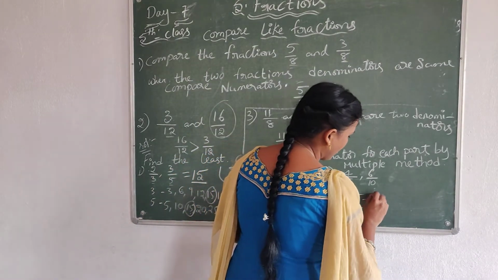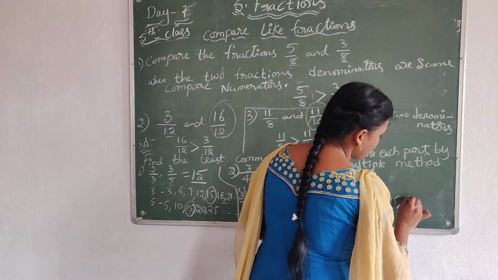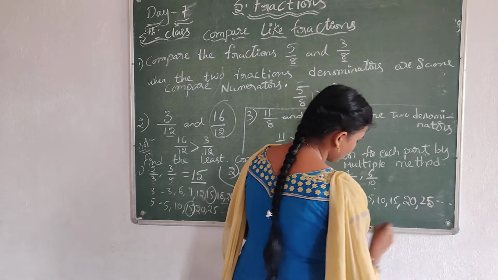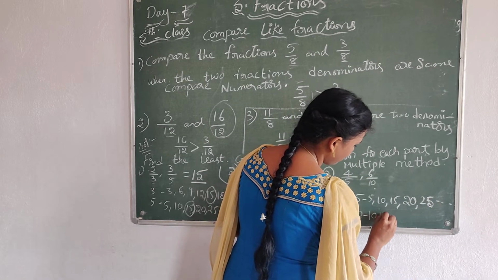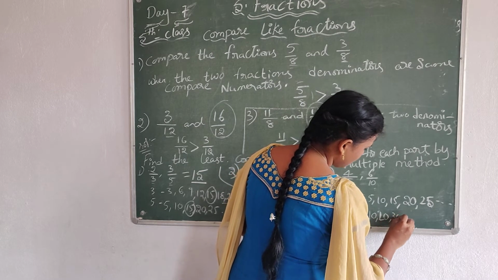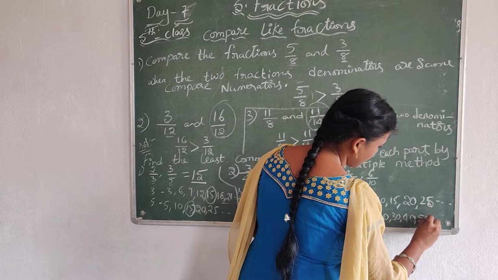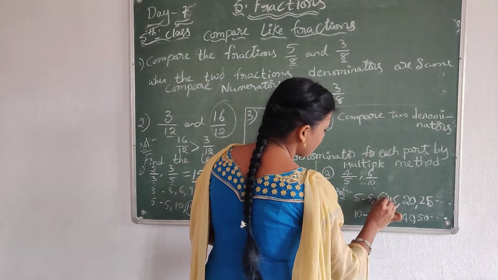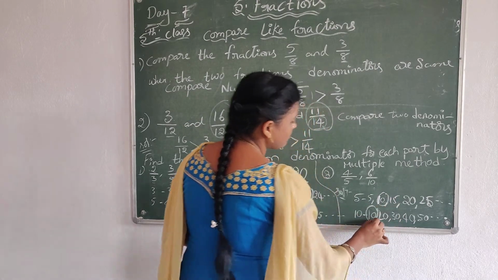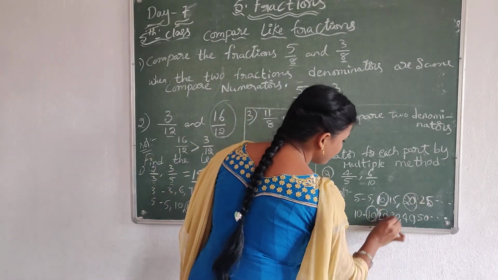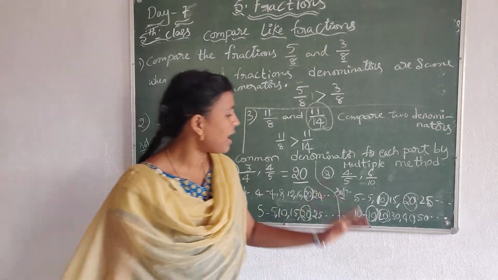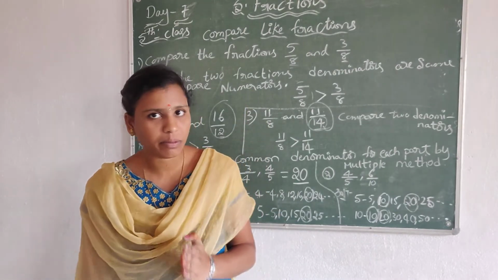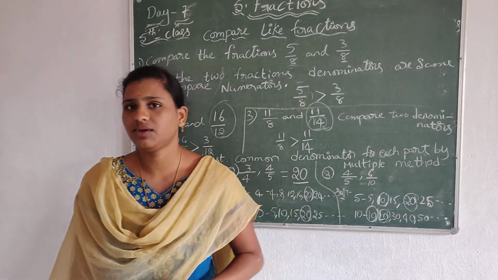Write their multiples: 5, 10, 15, 20, 25 and so on. Let's take here 10, 20, 30, 40, 50 and so on. See here which is a common multiple. 5 is not there. There is the 10, so circle this 10. 20 is also there, right? But which is the least common multiple? Which is the first common multiple? The 10 is the least common multiple.